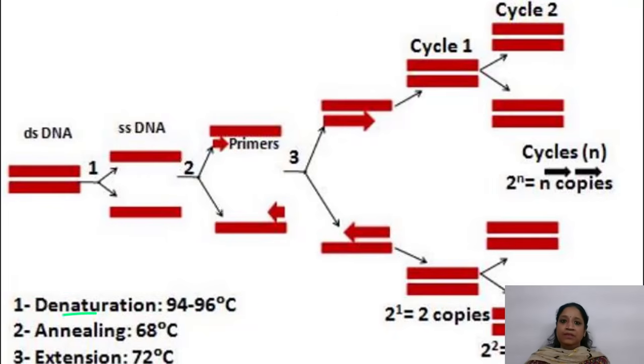After denaturation, we have the annealing step. This is where the temperature is reduced to around 40 to 60 degrees Celsius, depending on the primers being used.